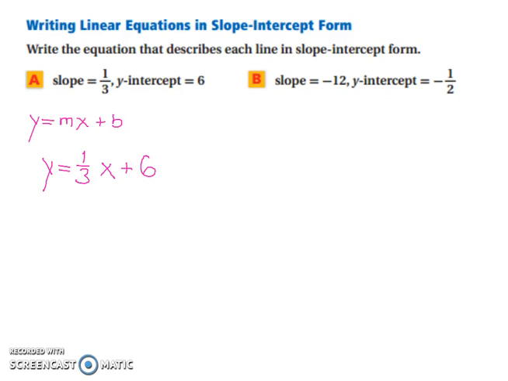Let's try this one. So we have y equals mx. So we need our slope. Our slope is -12. X plus, and what's our b value? -1/2. We can simplify this piece here by just simply having a subtraction sign. So y equals -12x minus 1/2.